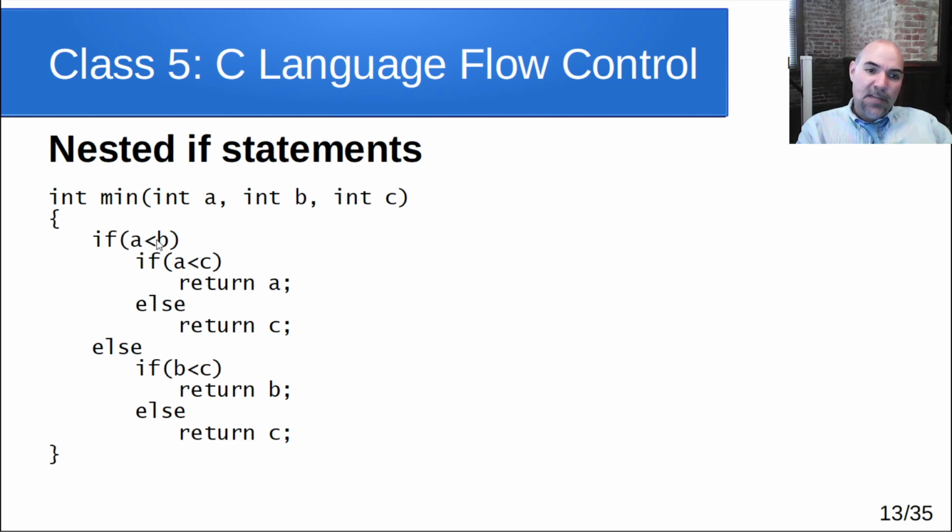And then if a was not less than b, then we know that a cannot be it because it was greater. So it's between b and c. So then we just say, is b less than c, return b. Otherwise, return c. But notice I've nested an if statement inside of an if statement.